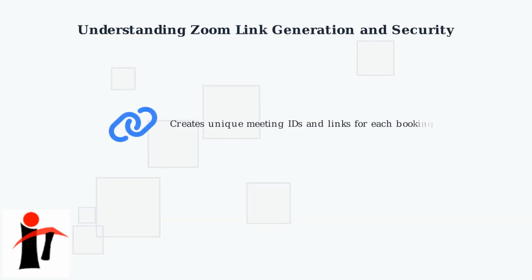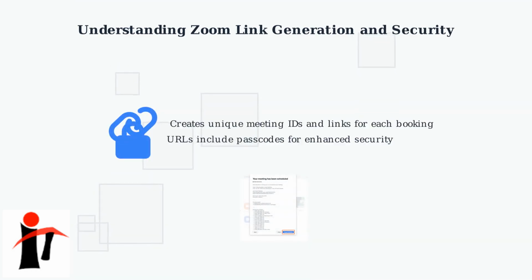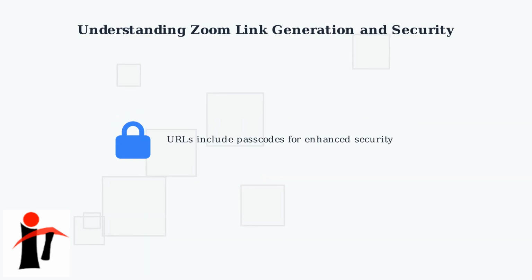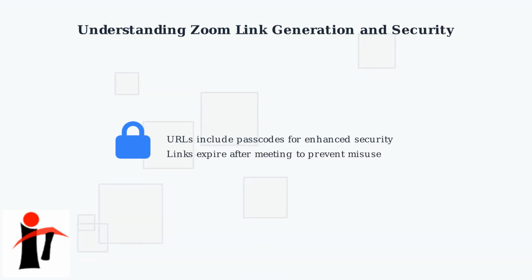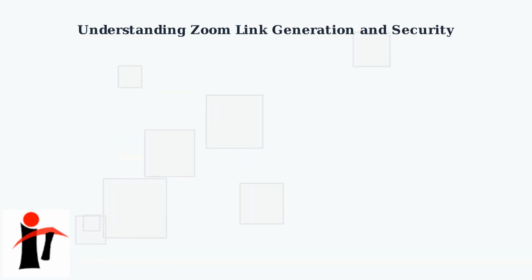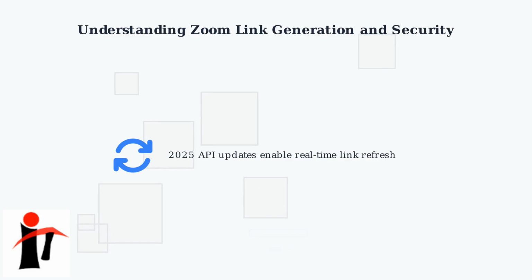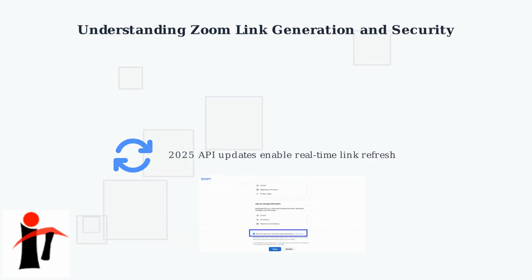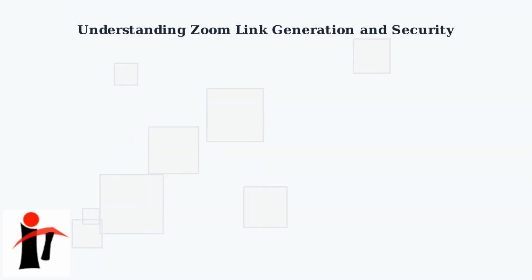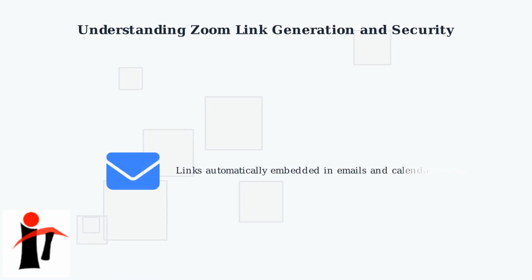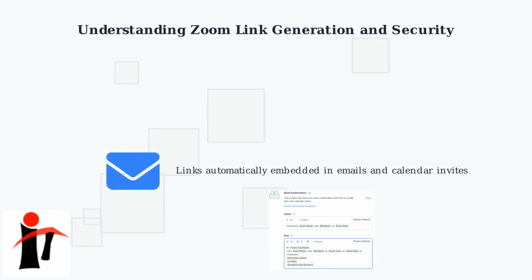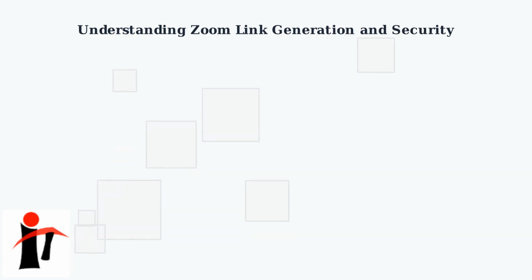The generated URLs include passcodes for enhanced security, requiring participants to enter the correct code to join. These links expire after the meeting concludes, mitigating potential risks from stale or compromised links. Calendly's API updates in 2025 allow for real-time link refresh, further enhancing security by keeping connections current. These links are automatically embedded in confirmation emails and calendar invites, making it easy for participants to join.